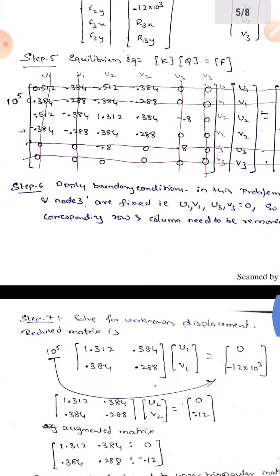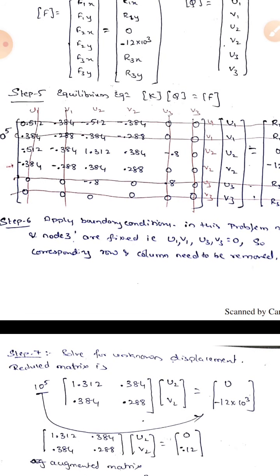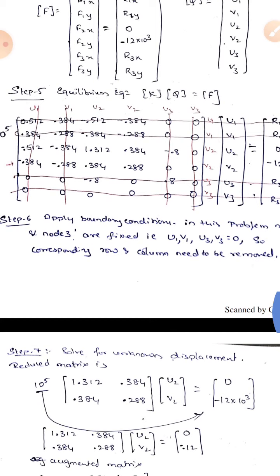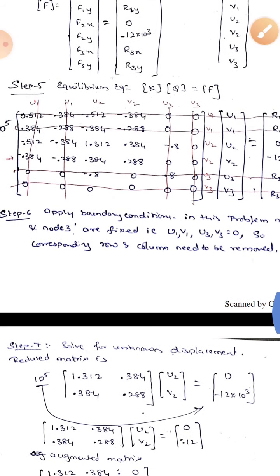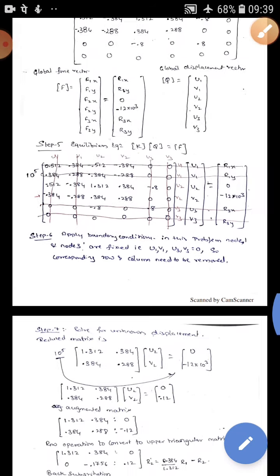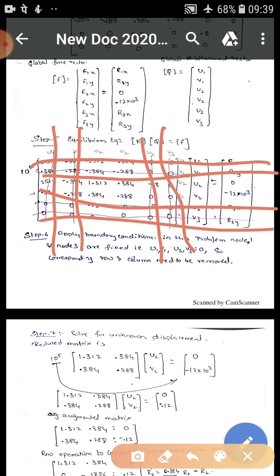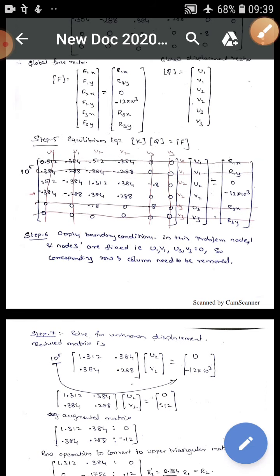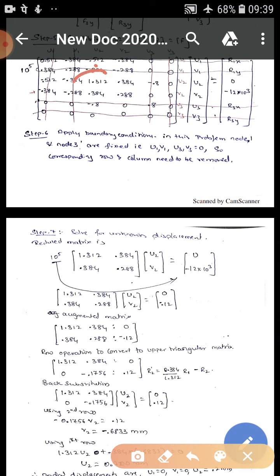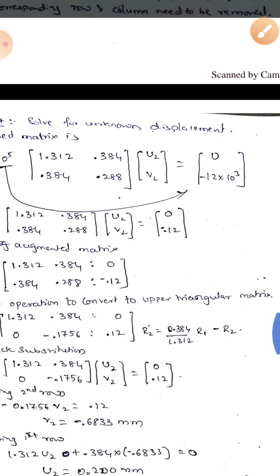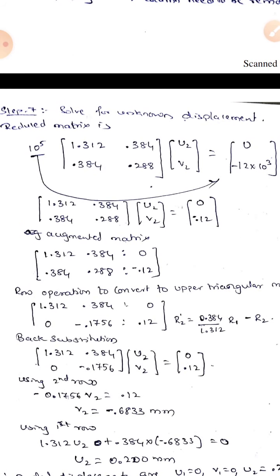Instead of just writing those above matrices again and again, I have implemented this boundary condition in step 5 only. Okay, step 6 I have written there, but eliminating those rows and corresponding columns is done in this step only, step 5. That is, the u1 row, v1 row, u3 row, v3 row, u1 column, v1 column, u3 column, v3 column, these all are eliminated now. Then after this I have written the simplified matrix, that is, after applying the boundary conditions, the reduced size of the matrix.